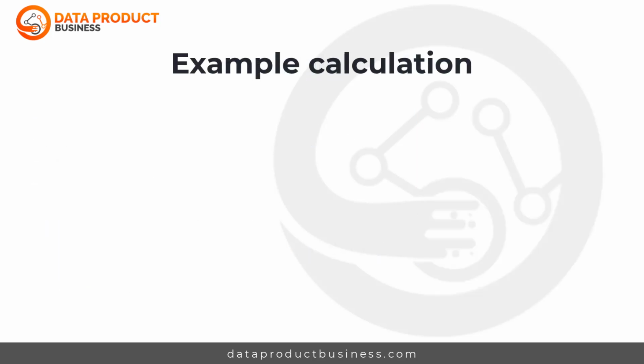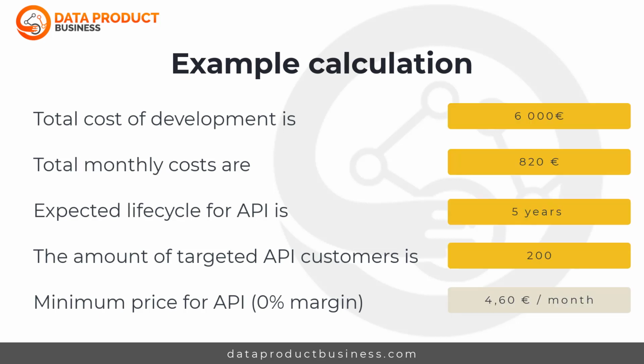In total, development and implementation costs are around €6,000. Monthly costs are about €820 per month, and if we evaluate the lifecycle for the API for 5 years, we can do the following estimation for the expected 200 potential customers. With these figures, the monthly price will be set around €4.60 with a 0% margin. If your costs are remarkably higher or you do not have such a high number of customers, you will get a very different price point, but I guess you got the idea.